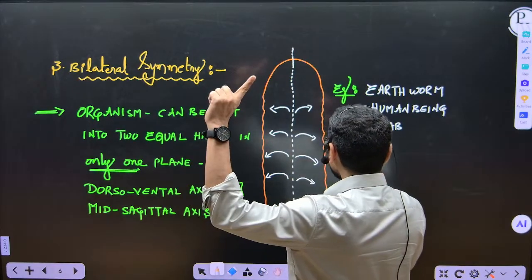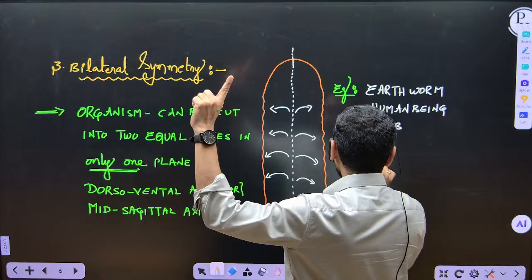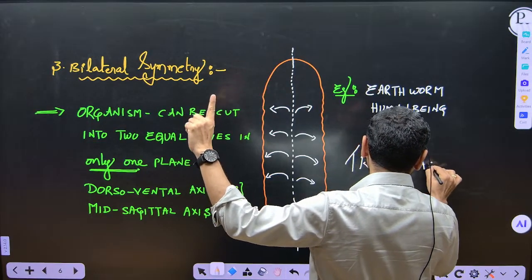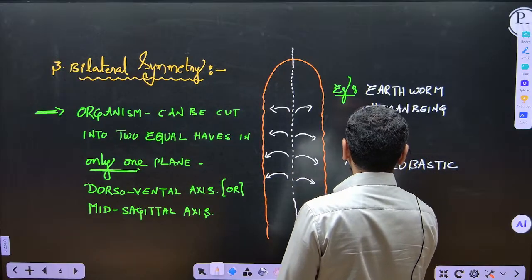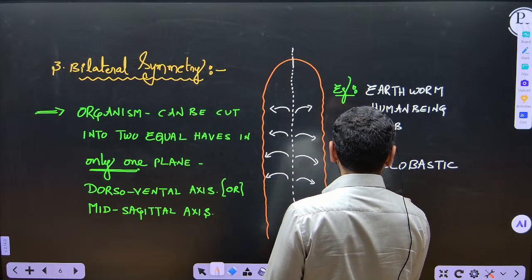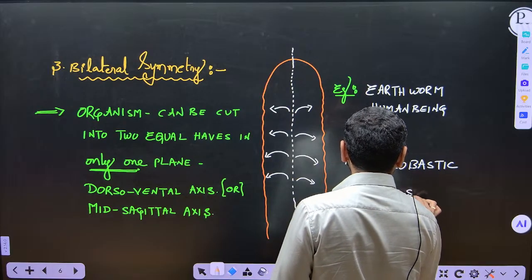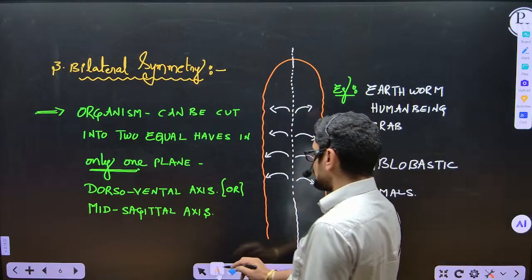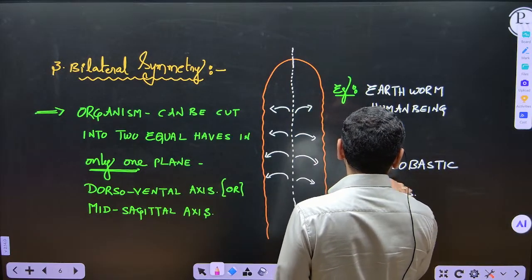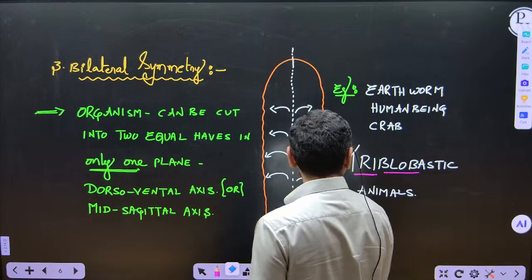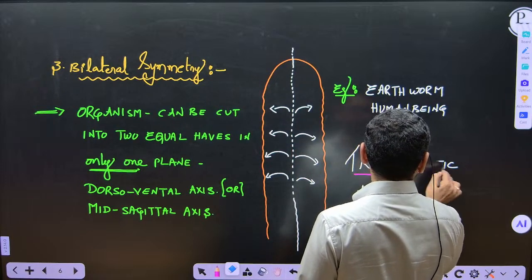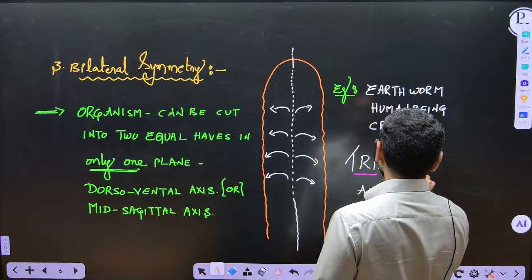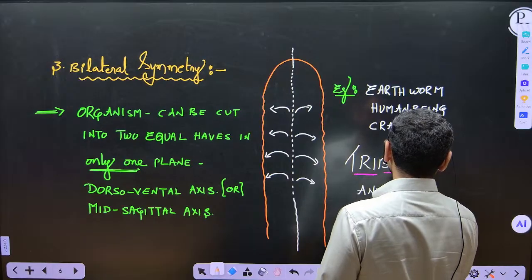See, let me write one beautiful word. Triploblastic animals are the examples for this bilateral symmetry. What is this triploblastic condition? My dear friends, see the board. Triploblastic, B-L-A-S-T-I-C, this is the spelling.